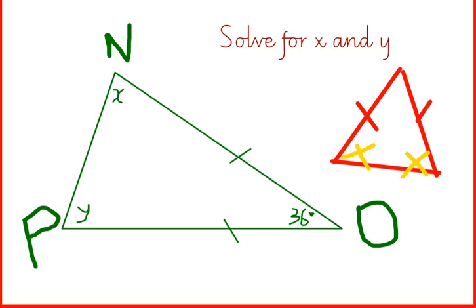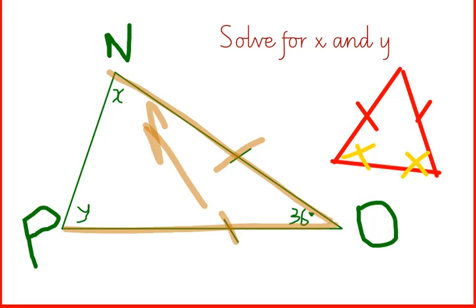So looking at triangle PNO in this green sketch, we can see that we have NO, which is one of our equal sides. So let's highlight that so that we can see what we're working with. NO is equal to PO, meaning that they are equal to each other. Why do we say that? Because they have the same number of lines on them. So they each have one line or one stroke on it. So an isosceles triangle says that if two sides are equal, then the two opposite angles are equal to each other. So these two opposite angles are equal.